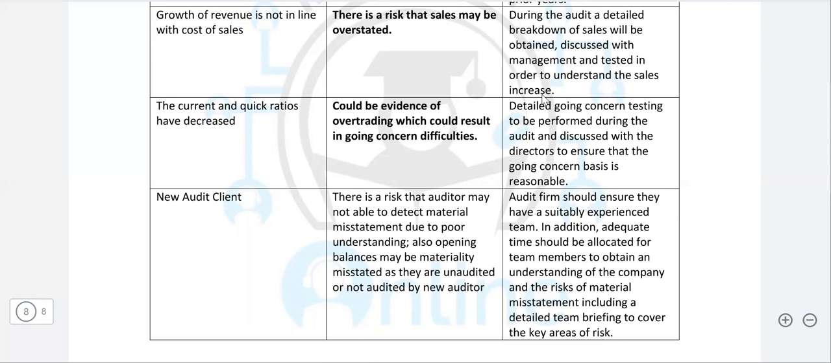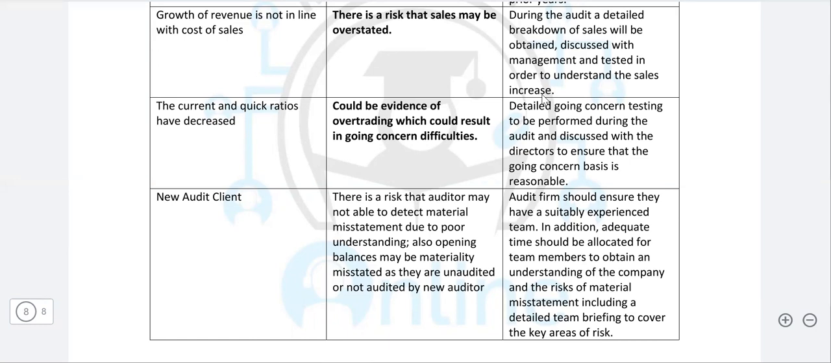Now, a new audit client has two risks related to it. The first, you may not have the appropriate understanding of the audit client, and as a result, there may be some errors and omissions which remain undetected. The second thing is that their closing balances, which are the opening balances of this year, may not be audited or audited by another firm, which may have material misstatements in it.